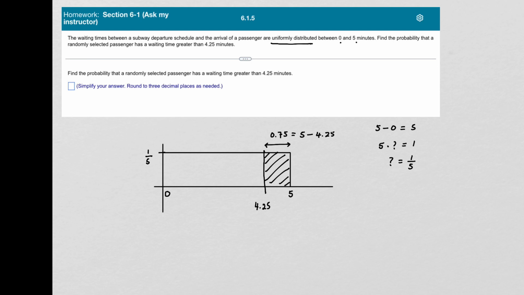So now to find the area inside this rectangle, and we're going to say that's the probability we're looking for, we're going to multiply 1 over 5 times 0.75. And that gives me 0.15. It had said to round to 3 decimal places if needed, and so we're okay with that. So that's how you would do that problem.